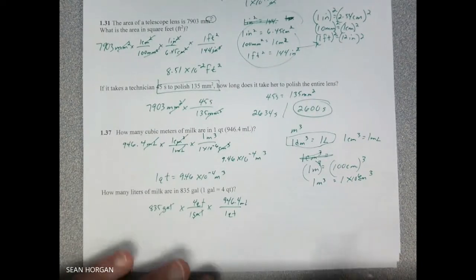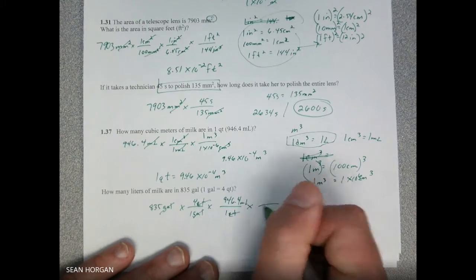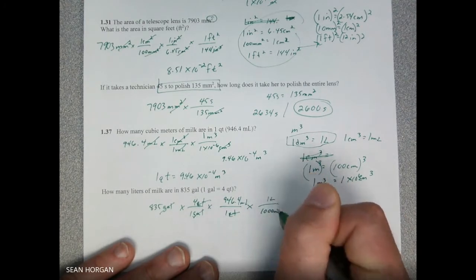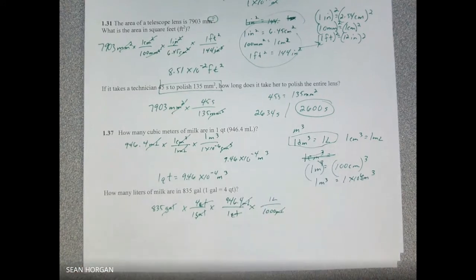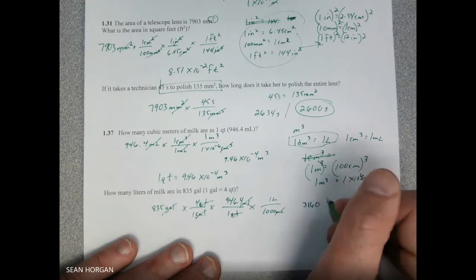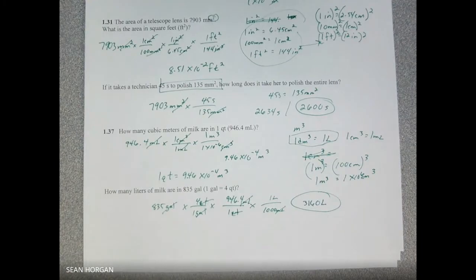Okay. And then we have to get it into liters. Now, if we cancel these things, right, we have milliliters, so we need it in liters. So 1,000 milliliters equals 1 liter, and those will cancel. So we end up with 3,160 liters. All right, let's keep going.